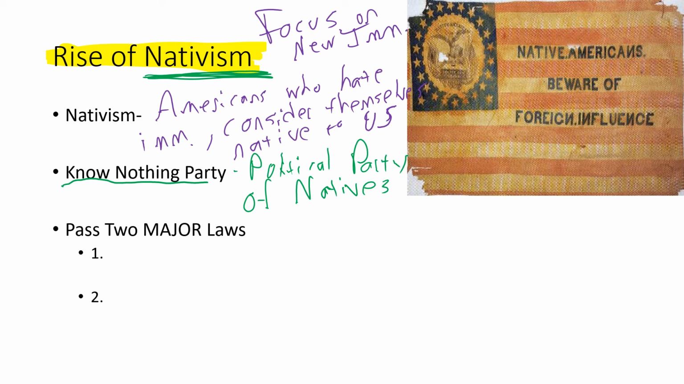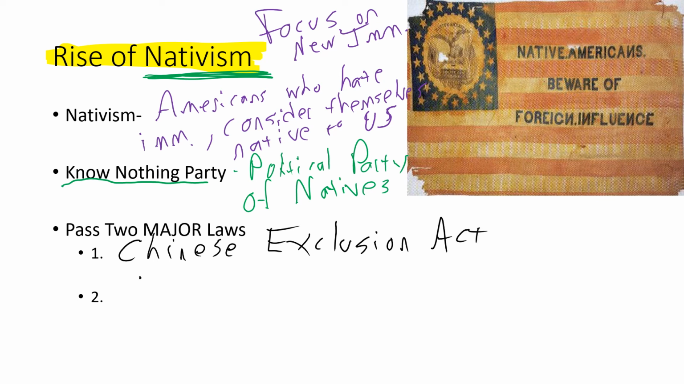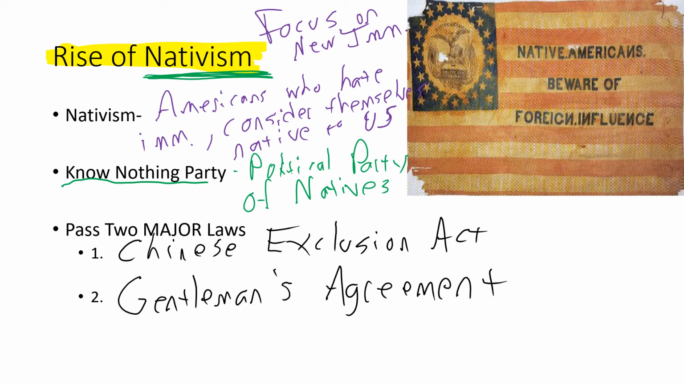Last thing on this slide about these Know Nothing parties. They're going to pass two major laws that are going to change America. The first is called the Chinese Exclusion Act. And the second one is called the Gentleman's Agreement. We'll talk about both of those on the next slide.